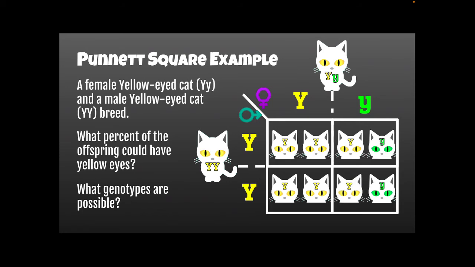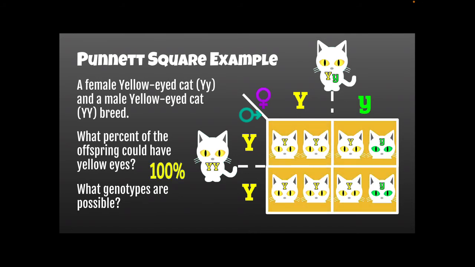And what we get is, what percent of the offspring would have yellow eyes? Well, what percent of those boxes have at least one capital Y in the instructions? All 4 boxes. So even though the boxes aren't the same, all 4 out of 4, or 100% of the kids would have yellow eyes.